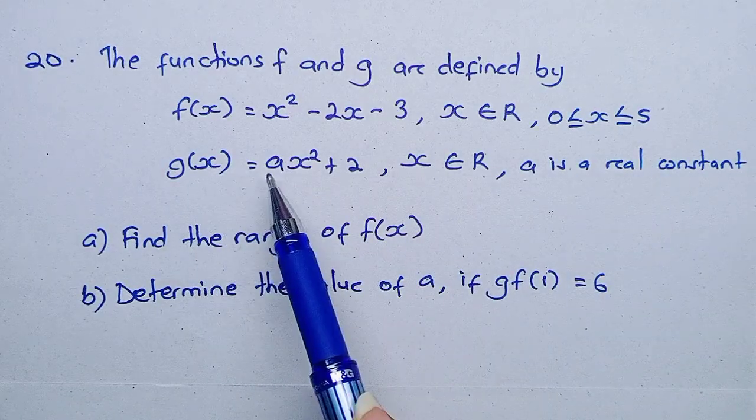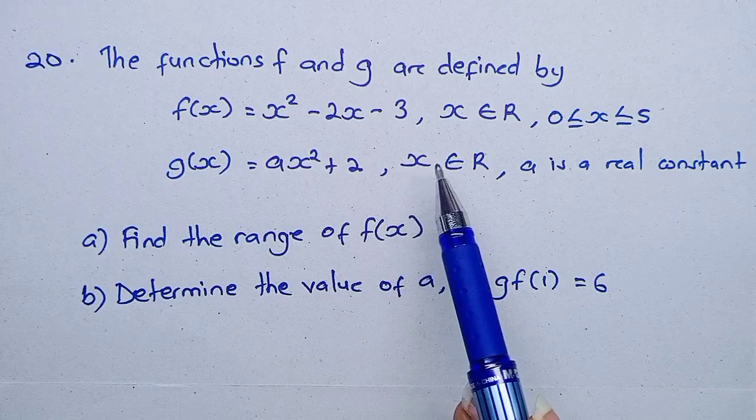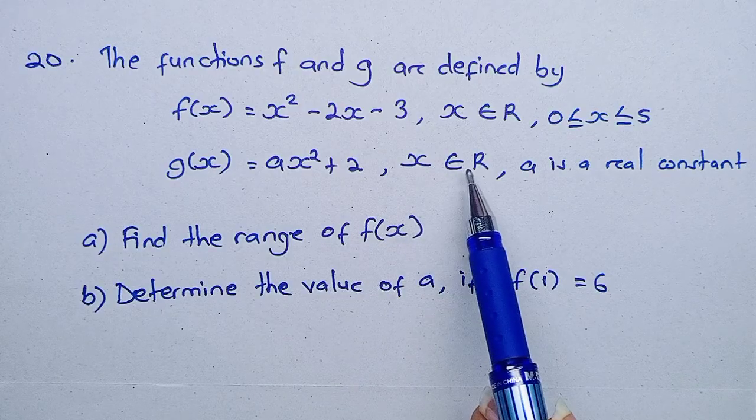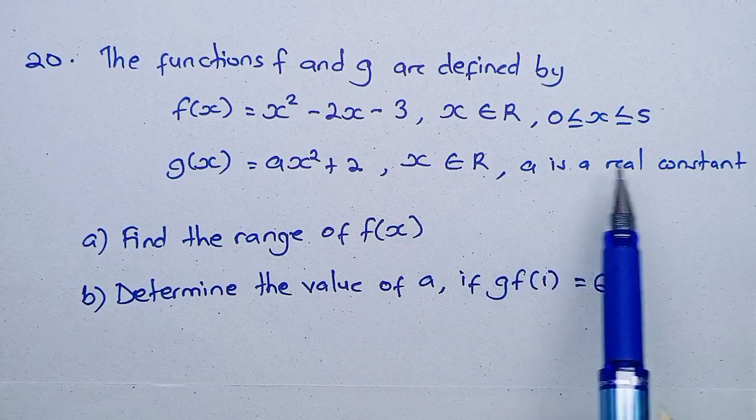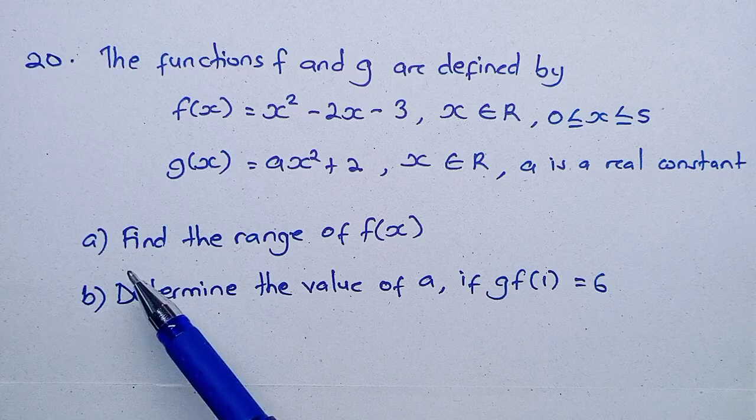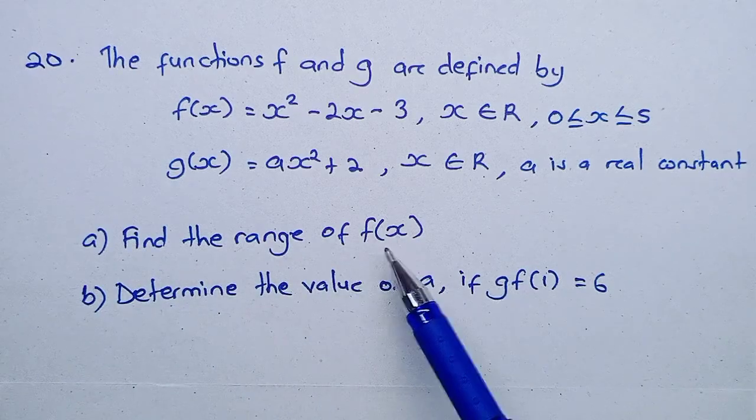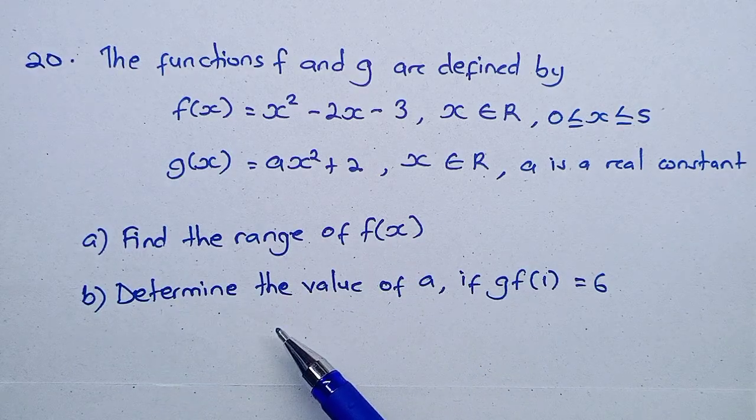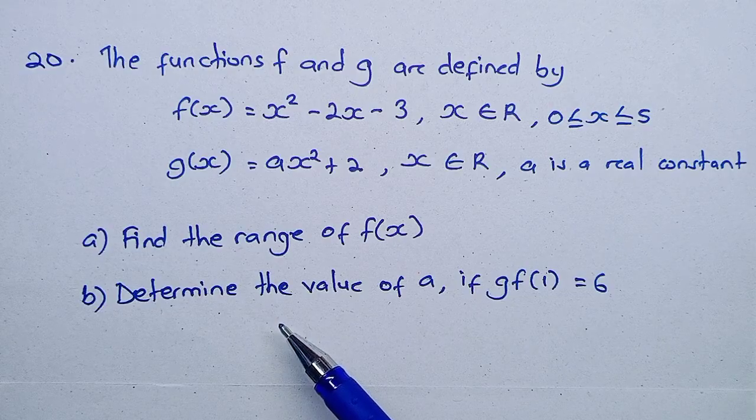And g of x is equal to ax squared plus 2, where x is a real number and a is a real constant. So part A, find the range of f of x. B, determine the value of a if f of 1 is equal to 6. So let's work out part A.